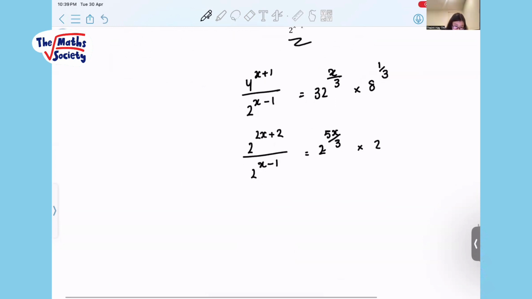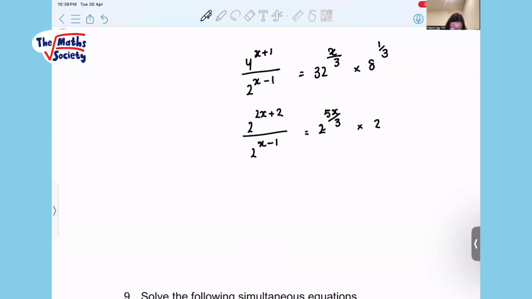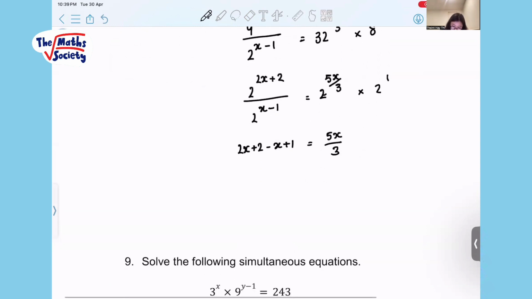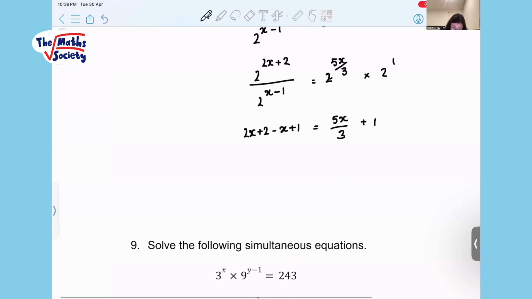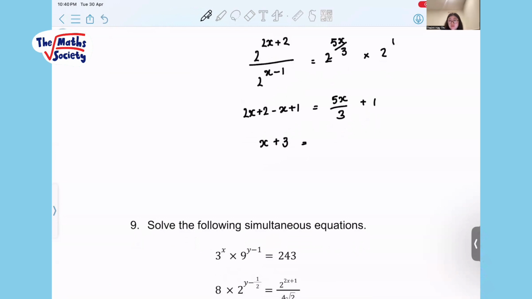So you have 2, and then you minus here because it's division, which is 2x plus 2 minus x plus 1 equals 5x by 3. Here's 2 power 1, yeah? 2 power 1, so it is also plus 1. So we have 2x minus x plus 3 equals 5x by 3 plus 1 is equal to 2x by 3.